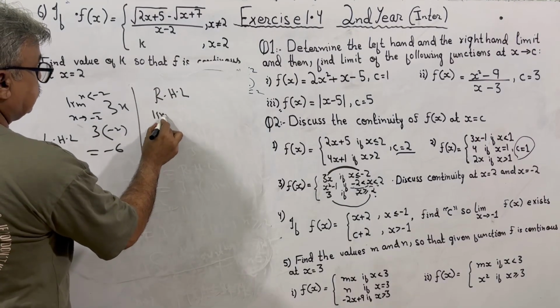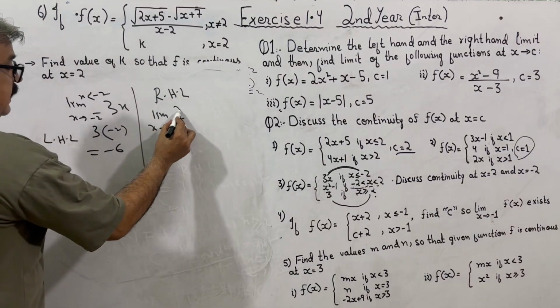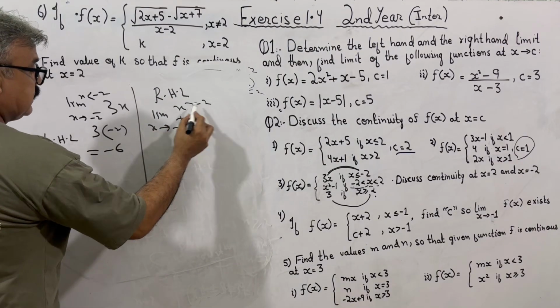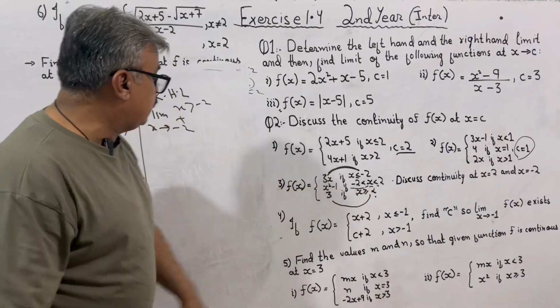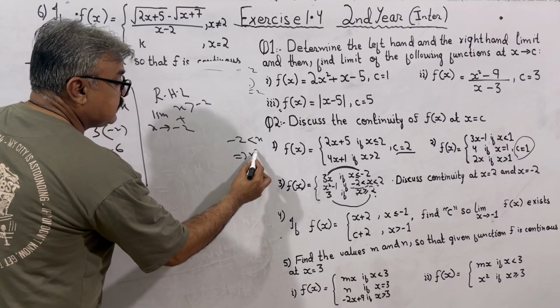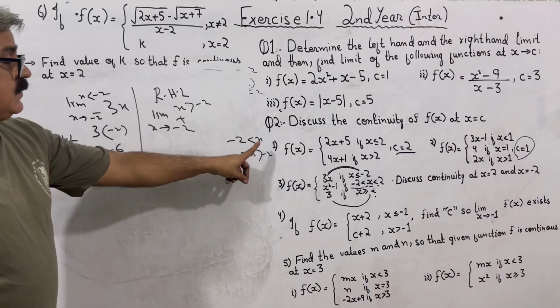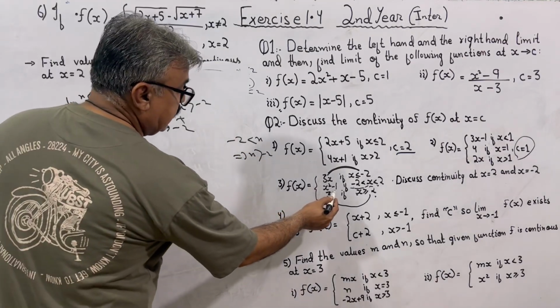Right hand limit: x tends to negative 2 from the positive side, which means x must be greater than minus 2. Look here, minus 2 less than x means x is greater than minus 2. So this is the interval for the right hand limit.